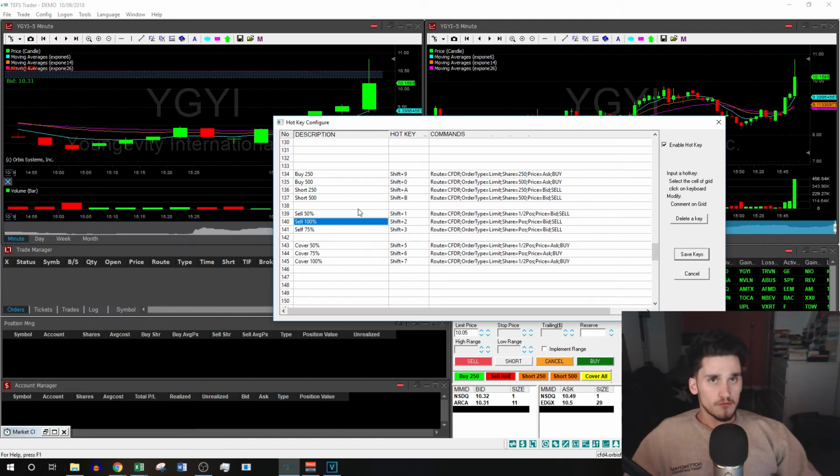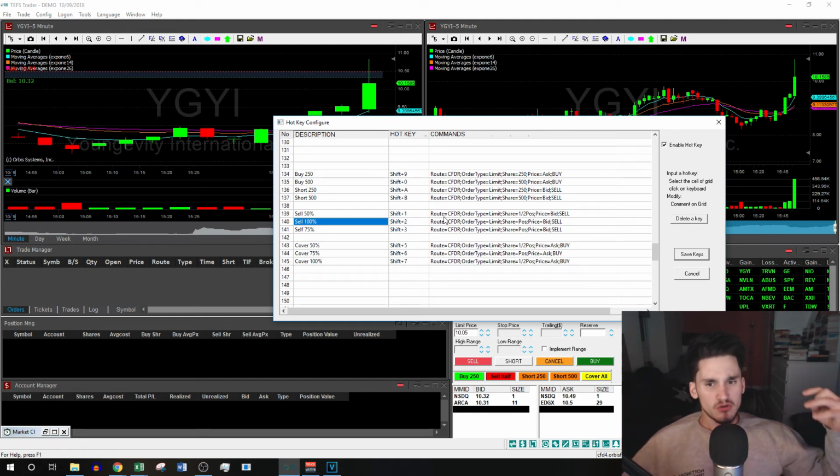So just to walk through, we've done the buy and the short, so now we're going to sell 50% of our position. We've got the route, and the order type, which is the limit. The share is equal to half of our position. 1/2 is 50%. POS is for position. The price is going to be the bid, and we are going to be selling. Whatever shares we have, if we have 1,000 shares, we'll be selling 500, and we're going to be selling at the bid because the bid is lower than the ask, so we're going to get filled quicker.